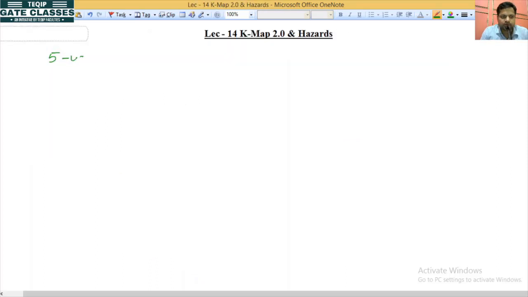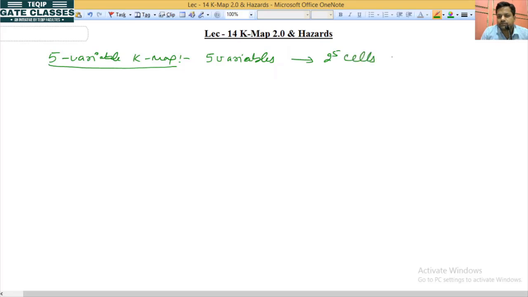Next K-map will be 5 variable K-map. If we have a 5 variable K-map, then how many cells are there in this K-map? 5 variables, then it has 2 to the power 5 cells. It will be 32 cells. 32 cells. A 5 variable K-map can be created by using two 4 variable K-maps.